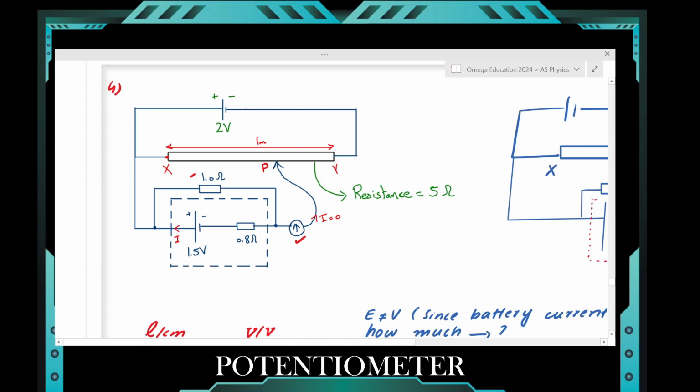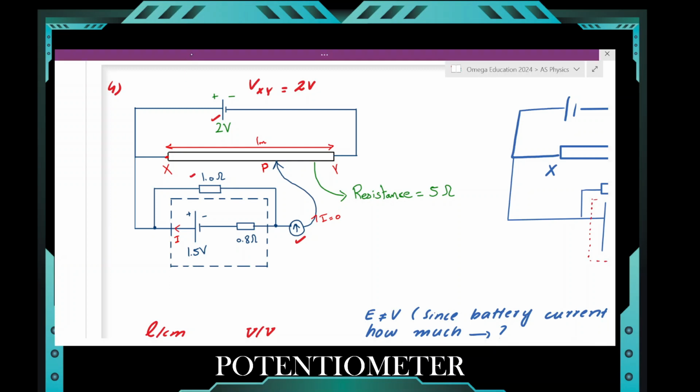And from the upper circuit, we know that out of these 2 volts, no voltage would be dropped because we don't have any resistor over here. So no voltage would be dropped, and all of the 2 volts would be given to XY. So the potential difference between the points X and Y would be 2 volts, just like example 1 and example 2. Unlike example 3, because over there we had a resistor across which some of the voltage was dropped.